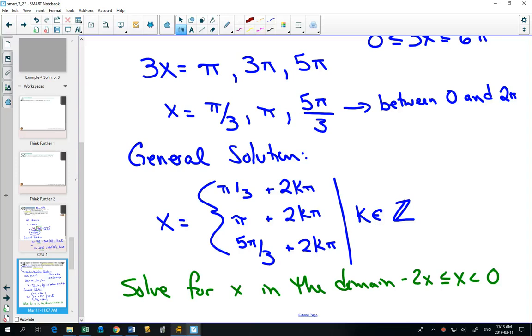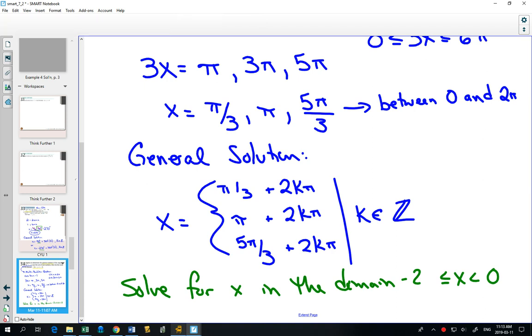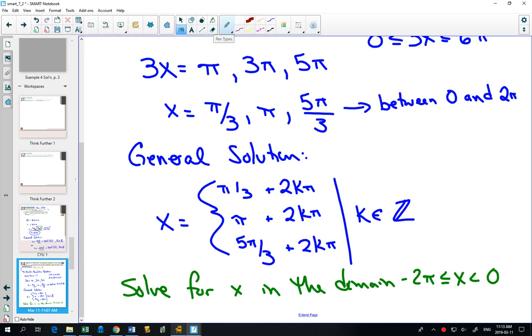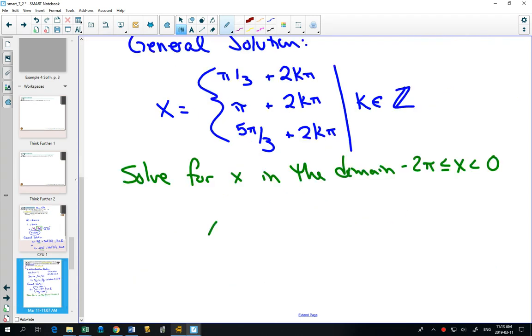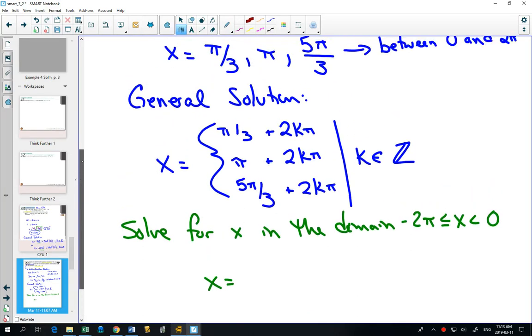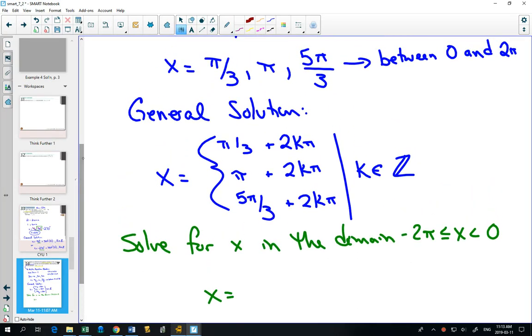So now we need to find out what are the coterminal angles, because we solved between 0 and 2 pi, but now we need to go once around in the negative direction. Yes? Yes, thank you. So now solving for x, I'm going to just scroll up a little bit so we can see them, that between 0 and 2 pi, we had pi over 3, pi, and 5 pi over 3.